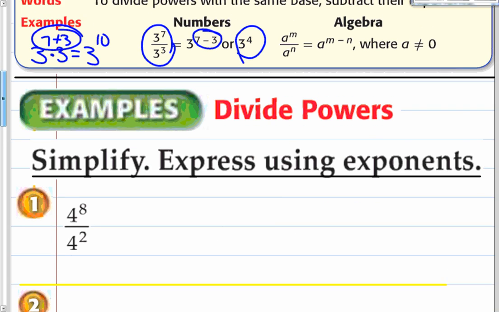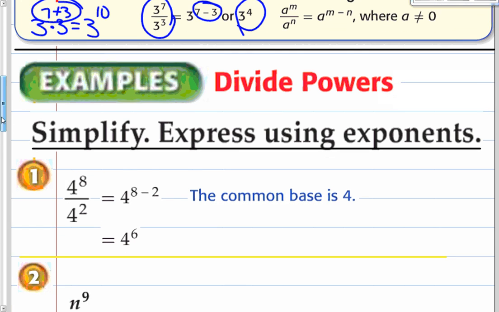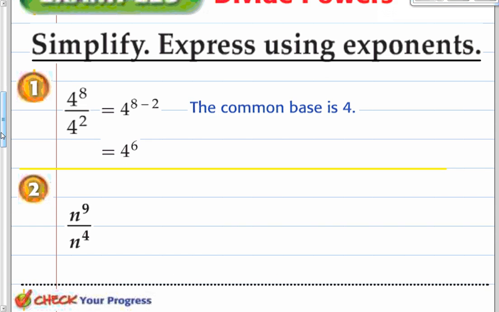Follow with me, let's do a couple of these examples. 4 to the 8th power all over 4 to the 2nd power. Simplify, express using exponents. So they want us to write it as an exponent. From the quotient of powers, that just means you take the top minus the bottom exponent. You can write it as one base of 4. So 4 to the 8 minus 2, which would equal, of course, 4 to the 6th power. We can do that because the common base is 4. If the bases weren't the same, we couldn't do this.